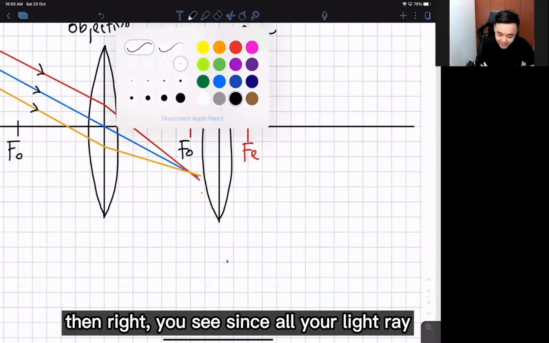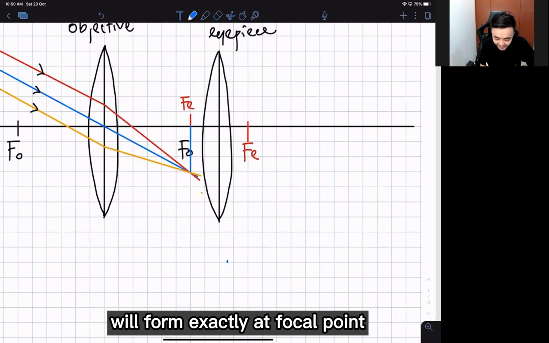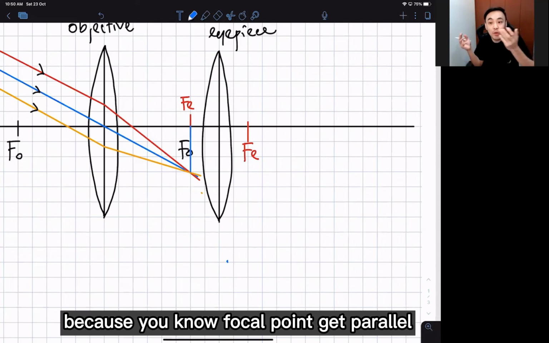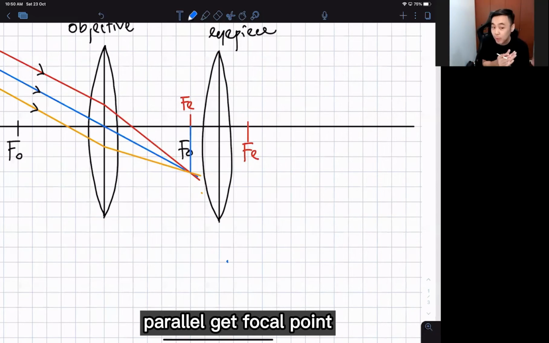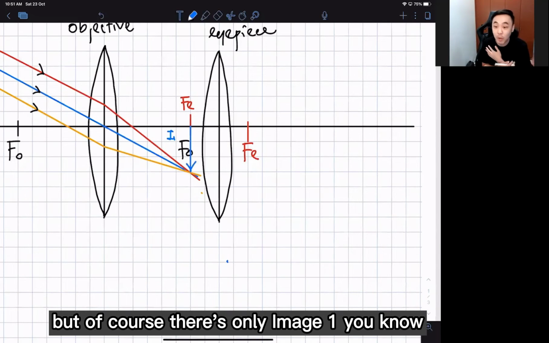All right. Then you see, since all your light rays form here, that means what? Your image will form exactly at the focal point. And that's what you want. Because focal point, get parallel. Parallel, get focal point. Okay. So this one is your image. But of course, this is only image 1, because why?